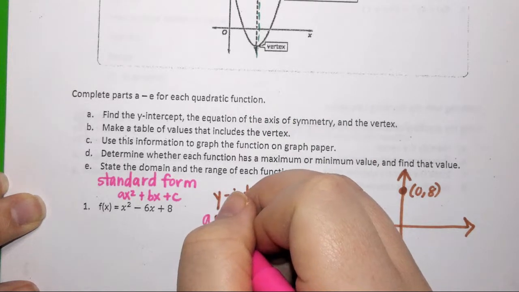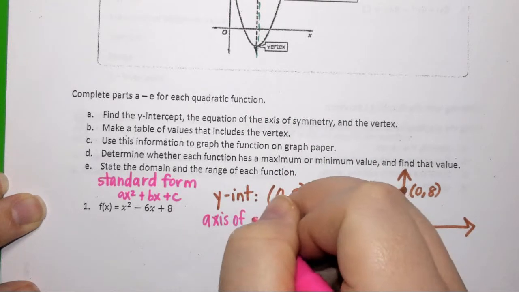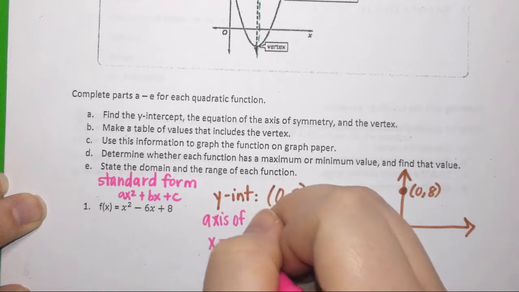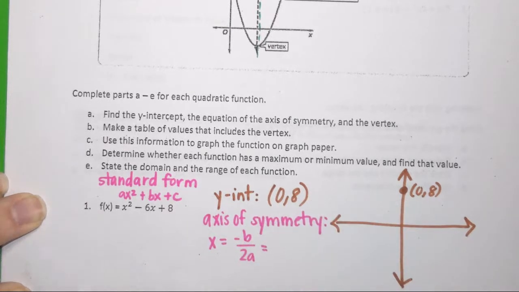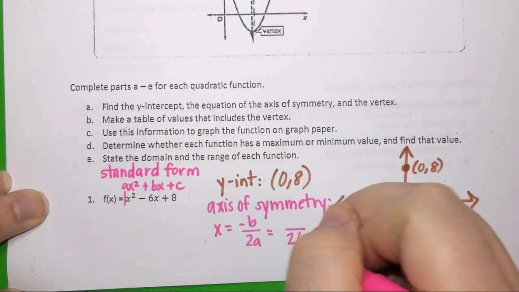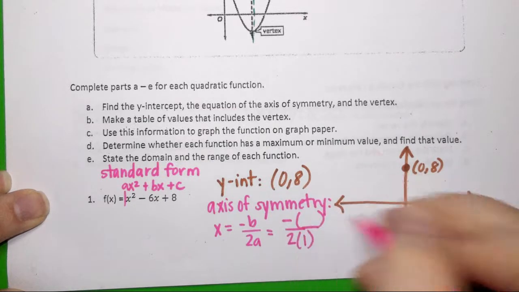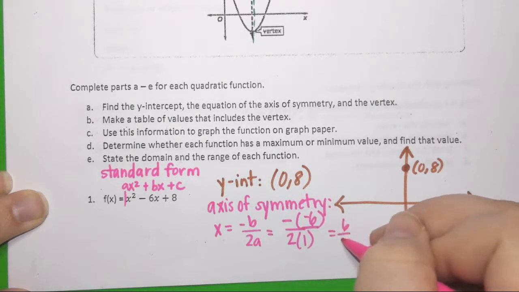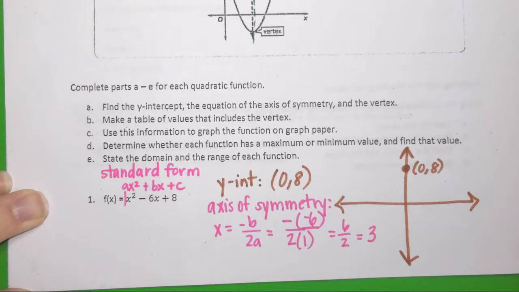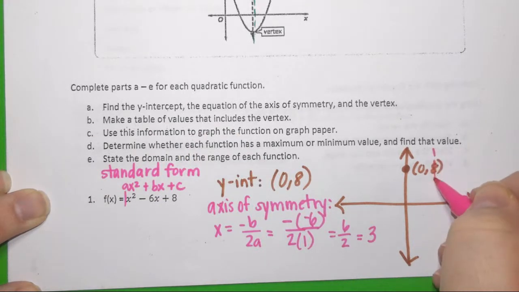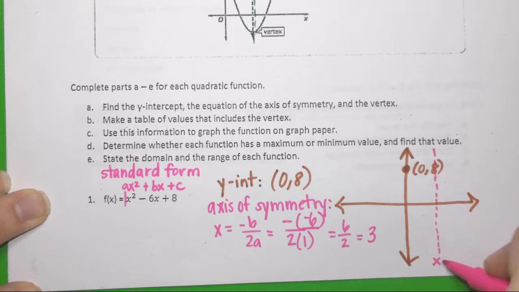Okay, so for the axis of symmetry, apparently you do x equals negative b over 2a. Well, our a is a 1. Our b is a negative 6. So we end up having a positive 6 in the numerator and a 2 in the denominator. So our axis of symmetry is at 3. So we still haven't even graphed the parabola yet, but if Jax were to cut this parabola in half, he would cut it down the line x equals 3.